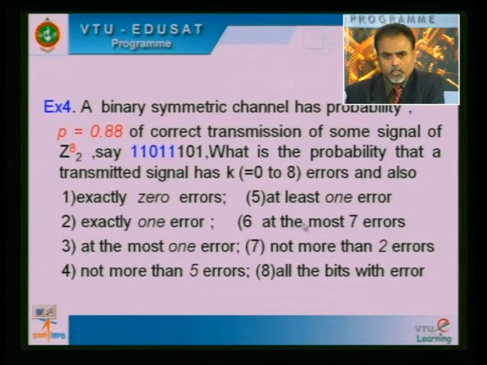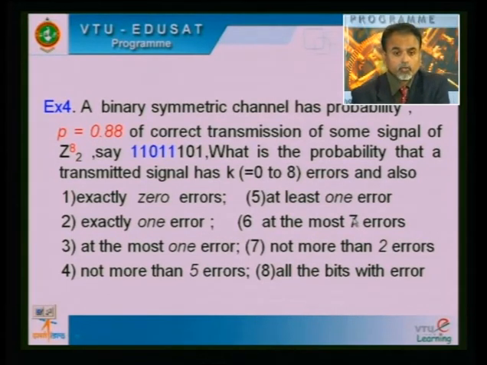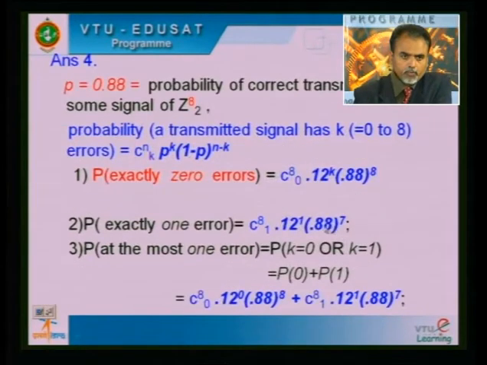At least 1 error, at the most 7 errors. At least 1 means 1, 2, 3, 4, 5, 6, 7, 8. Not more than 5 means maximum 5: 0, 1, 2, 3, 4, 5. All the bits with error means exactly 8 errors. Not more than 2 means 2 is also included, that is 0 or 1 or 2 errors. At the most 7 is 0 to 7, or 1 minus the probability of 8 errors. Let us see that quickly.